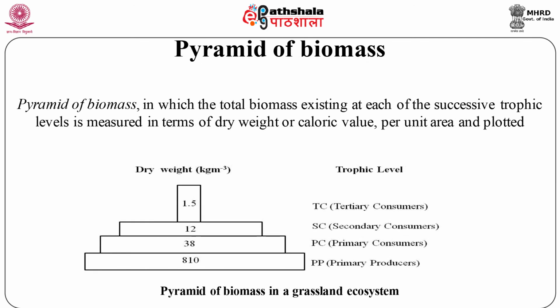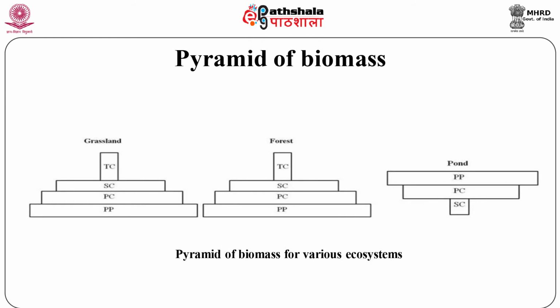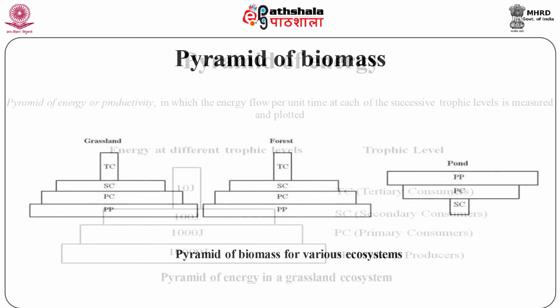Pyramid of biomass, in which the total biomass existing at each of the successive trophic levels is measured in terms of dry weight or caloric value per unit area and plotted. We can see in the figure the pyramid of biomass in a grassland ecosystem.